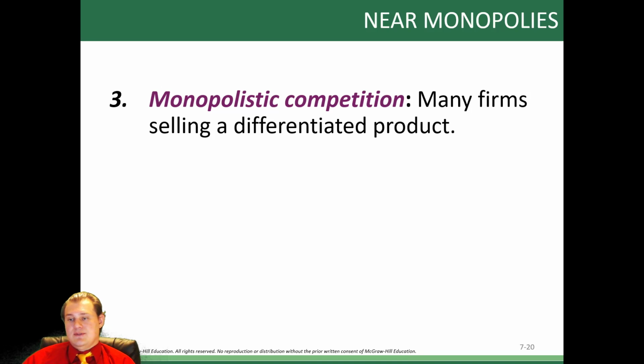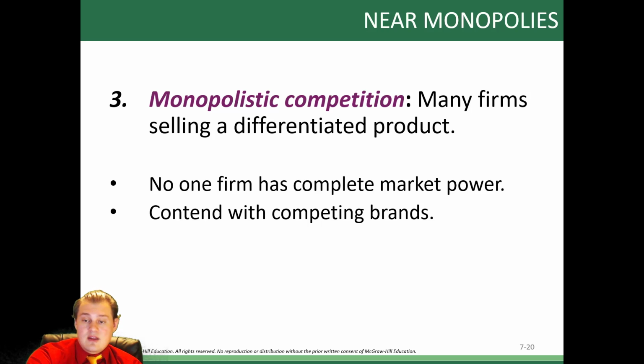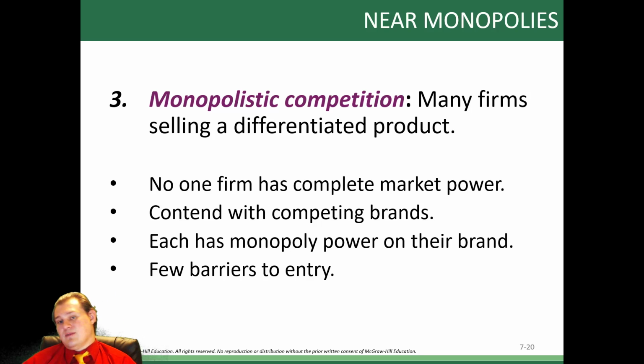Monopolistic competition: many firms selling a differentiated product. So the products are different. I can tell them apart. There's branding. No one firm has complete market power. You contend with competing brands. Each firm has power over its own brand. And there are a few barriers to entry. There's not much, but there are a few. It takes some capital, some resources. There might be some licensing. You can't just jump into it like that, but you can get into it.